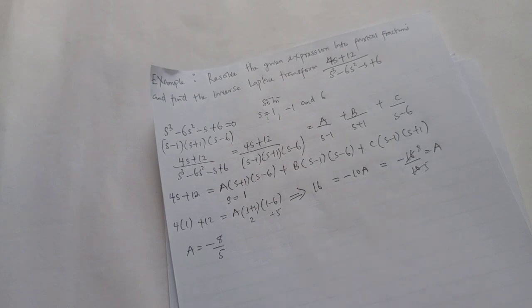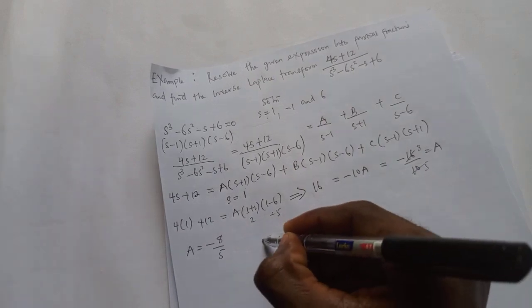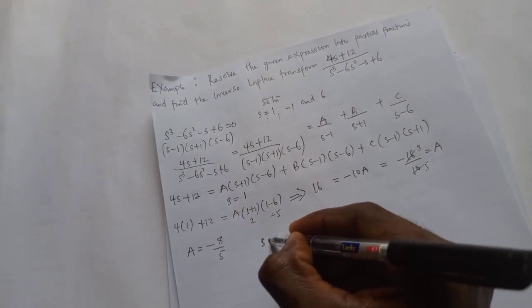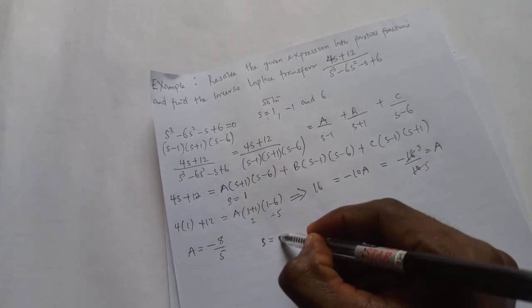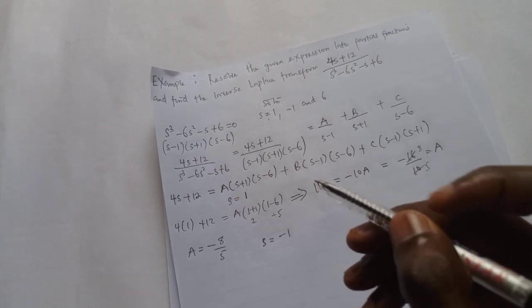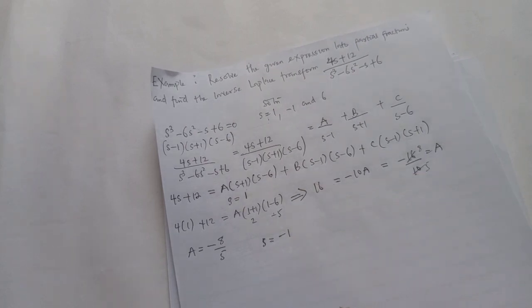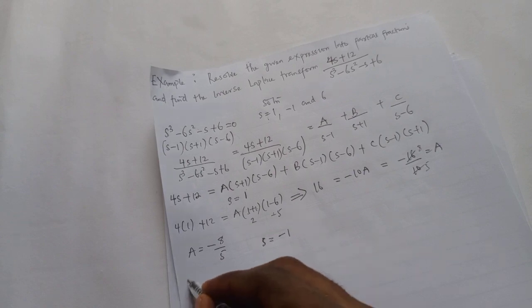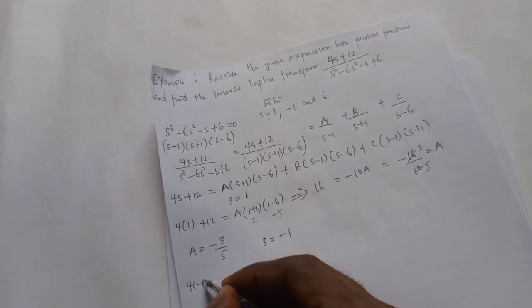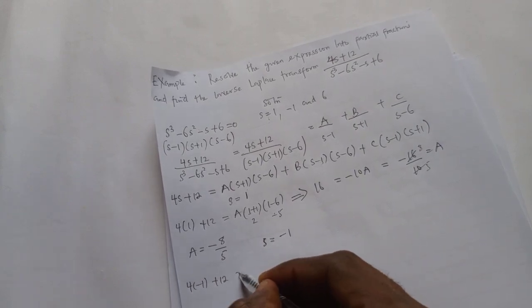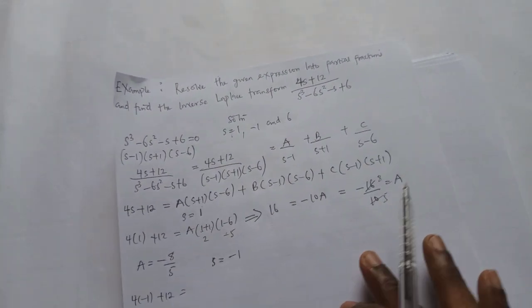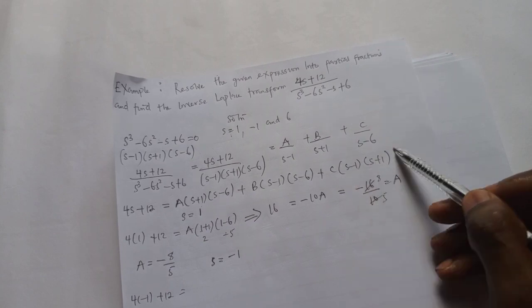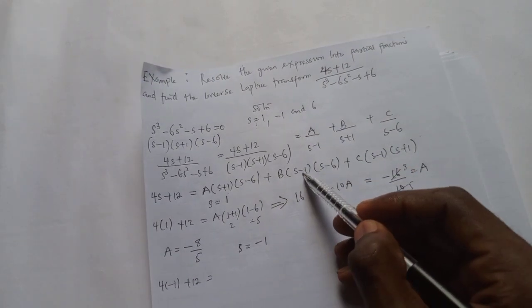So next, let's assume that s is equal to minus 1. So if s is equal to minus 1, I'm going to have 4 into minus 1 plus 12 is equal to, here turns to 0 because s is minus 1, and because s is minus 1, here goes to 0, so I have only b.